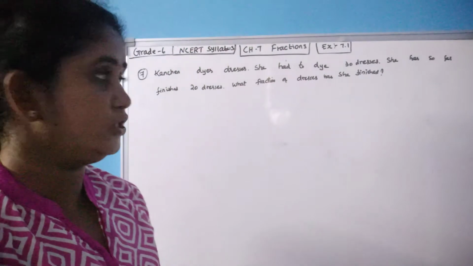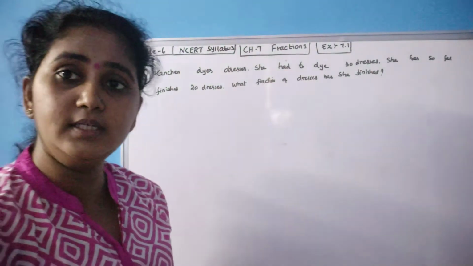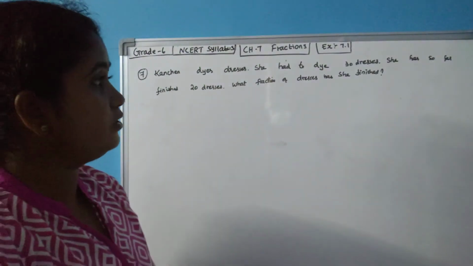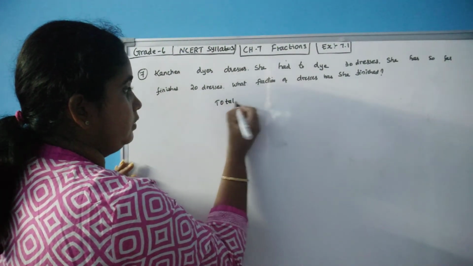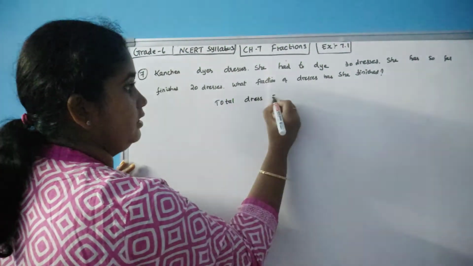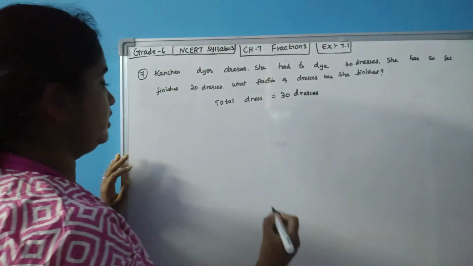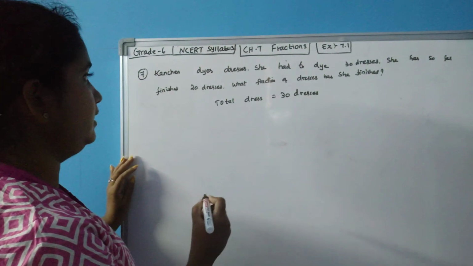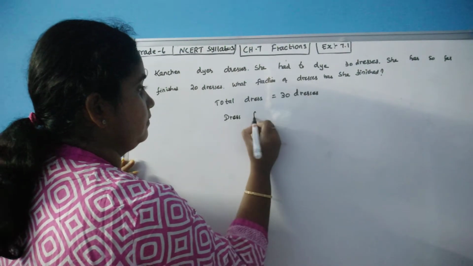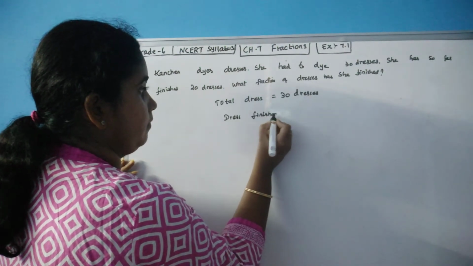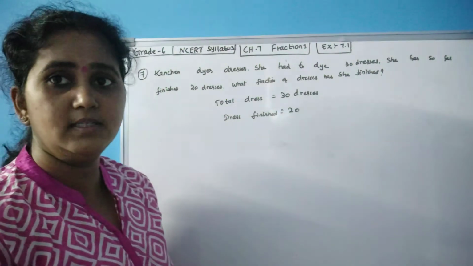So this is your next question, 7th question. Kanchan dyes dresses. So what Kanchan is doing? She is dyeing dresses. She had to dye 30 dresses. So total dresses to be dyed how much? Total dresses is equal to 30 dresses. She has so far completed 20 dresses. So dresses finished how much? 20. Now they are asking what fraction of dresses she has finished.